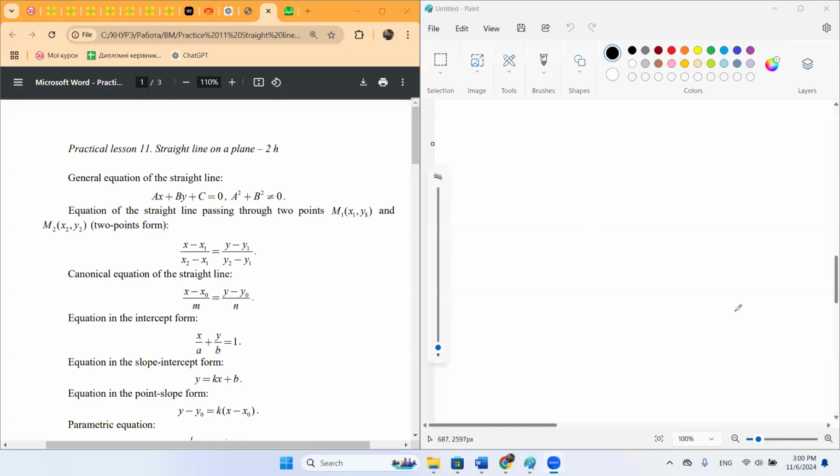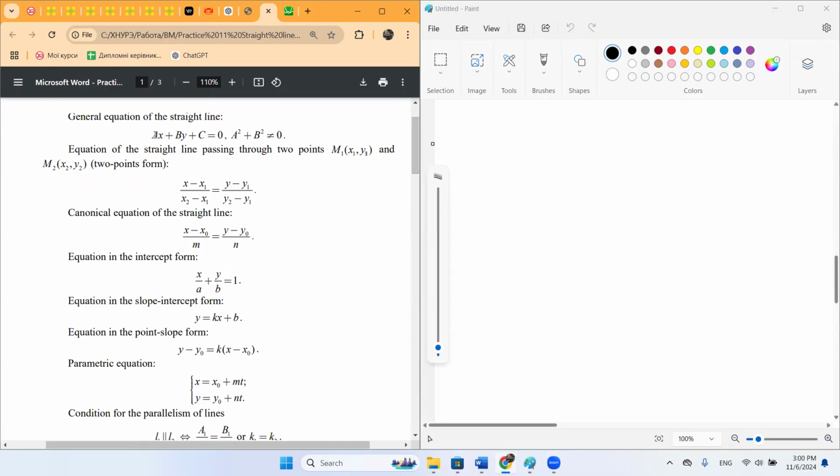Currently, we're starting the Analytical Geometry module, that should be easier for you, and starting it with the topic straight line on a plane. First of all, let's remember some theoretical material, different kinds of straight line equation, different forms.